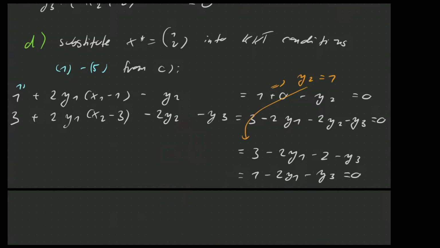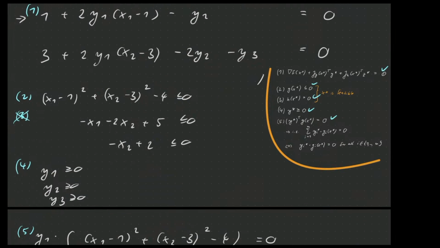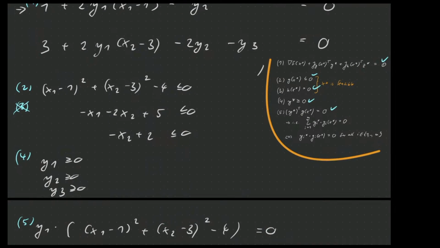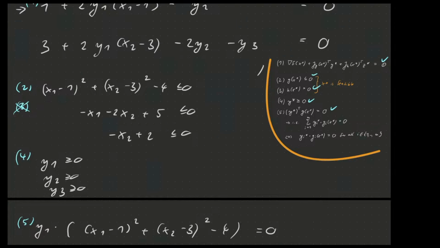Okay, so that was condition number 1. We still have a couple more, so hopefully we'll get values for y1 and y3 as well. Second condition is where we need to check feasibility. That just involves the x's, so that should be easy to do. Let me copy that.